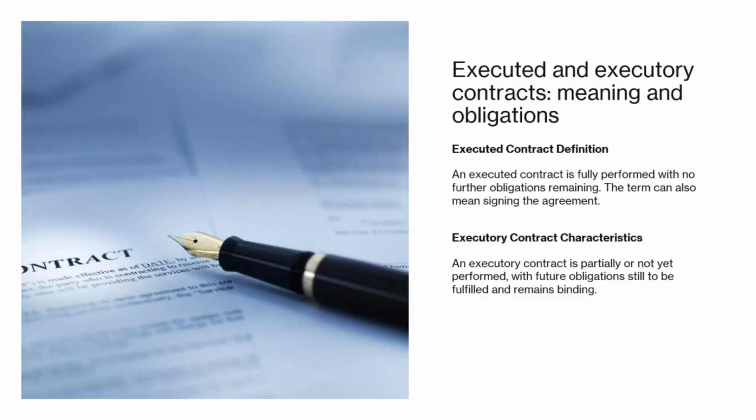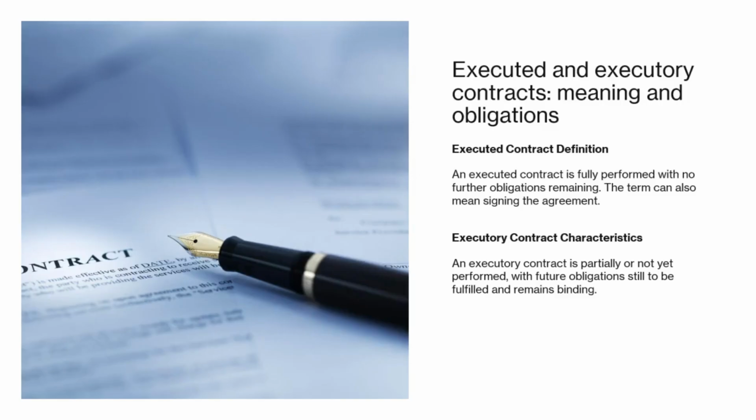Executed and executory contracts are also important to understand. An executed contract is a fully performed contract, and no further performance is necessary. When we say performance, we're saying that one party or the other still needs to do something for the other. The term executed also means to sign an agreement in contract law.